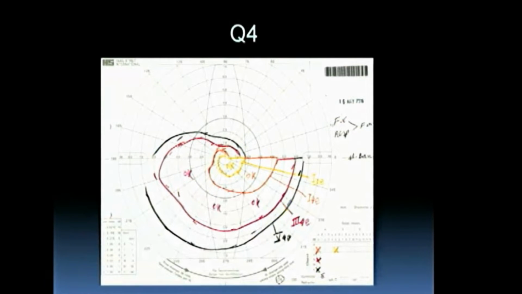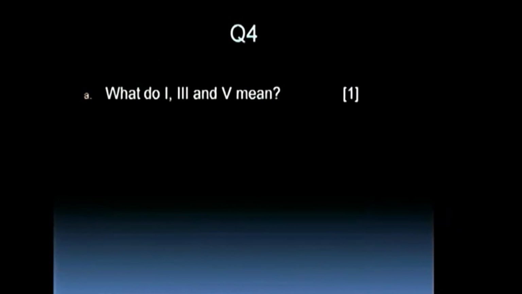Okay, question 4. This is a test you commonly see in the glaucoma clinic here. So have a look at it, and you can see these colored lines. Over here you can see some writing. You can see various symbols designated to these colored lines. I'll come back to this, but I'll move on to the question.